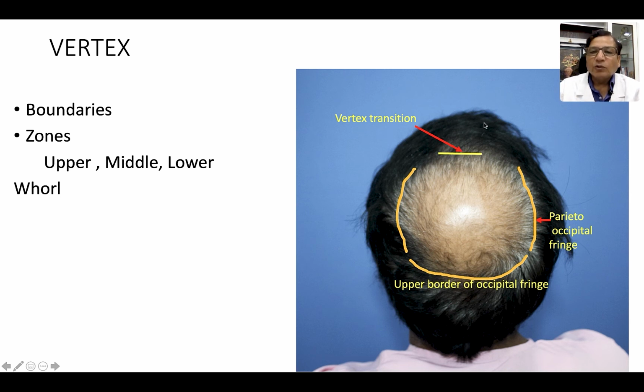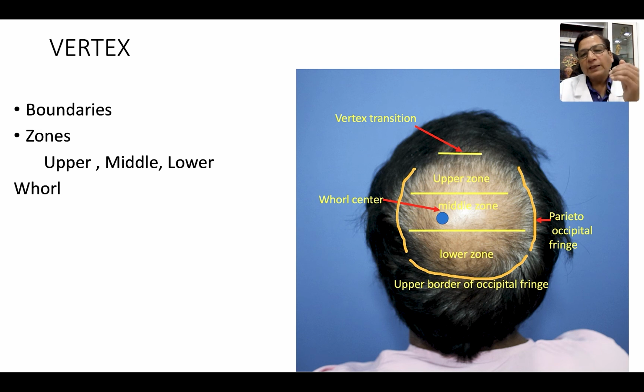It can be divided into upper zone, middle zone, and lower zone, and the whorl lies mostly in the mid zone, meaning the lower part of the mid zone. Usually the whorl position may be on the left side, but there can be two whorls, there can be a single whorl, and the location may vary.